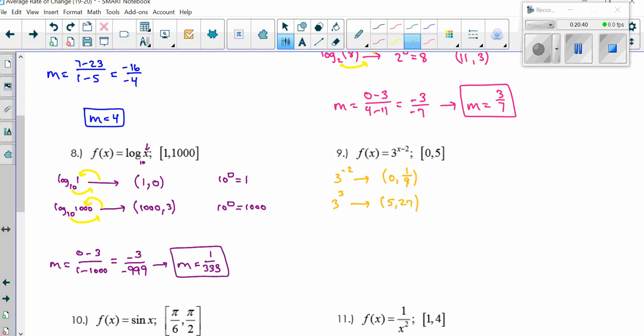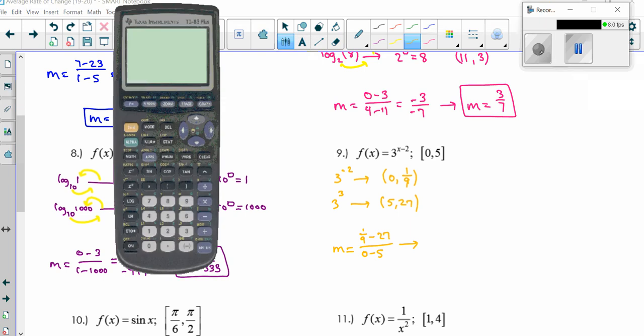Okay, again, notice this theme in every single problem. I have to get my two coordinates, and once I get them, I can use my slope formula. So I'm going to have 1/9 minus 27 over 0 minus 5. Okay, and then I'm going to do this with a calculator, so let me grab the calculator.